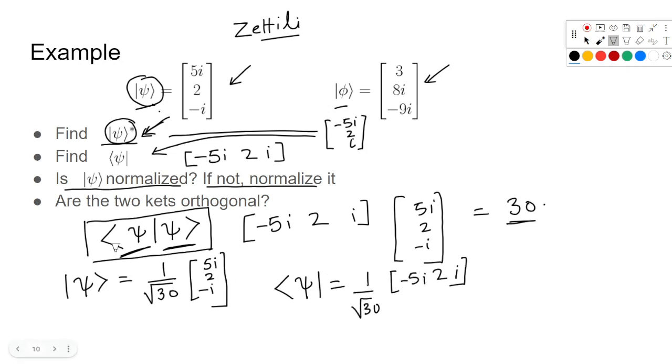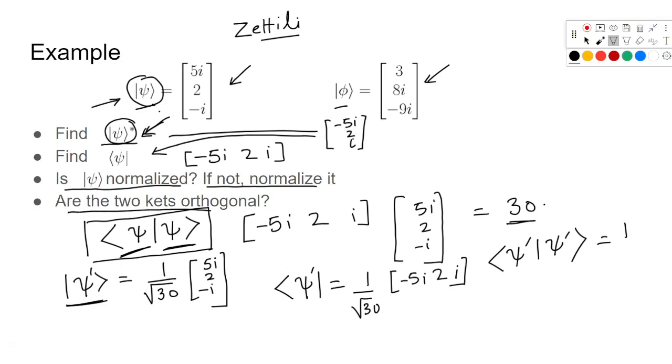Now, of course, this is not the same bra or the ket, so let's put a prime there just to distinguish between this new ket, which is normalized, and this one, the original ket, which is not normalized. Now, if you find the inner product, you should get this. And thus we have normalized our ket.